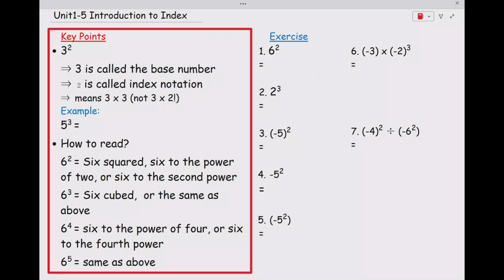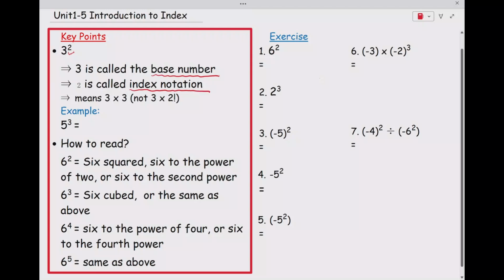Today, we introduce the concept of index. So, let's quickly talk about what index means. Index, also called index notation or exponential form, is a small number attached on the right shoulder of a certain number, like 3 and 2. In this case, 3 is called the base number, and 2 is called the index.